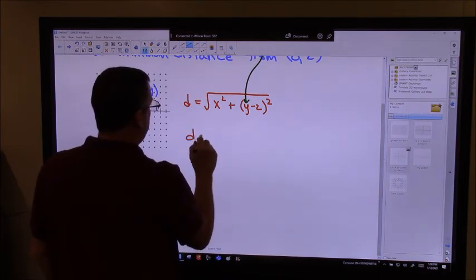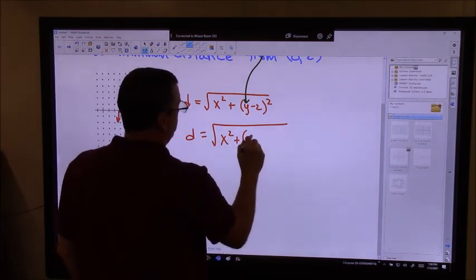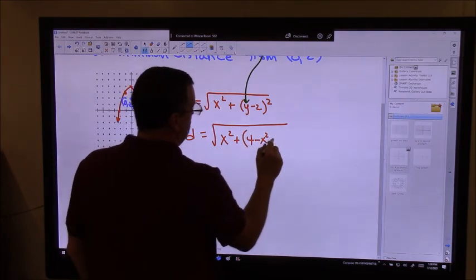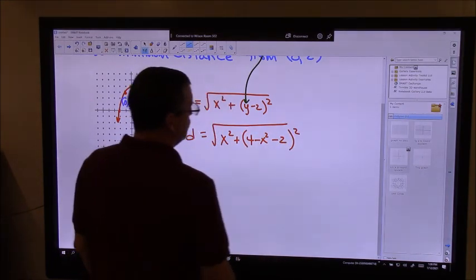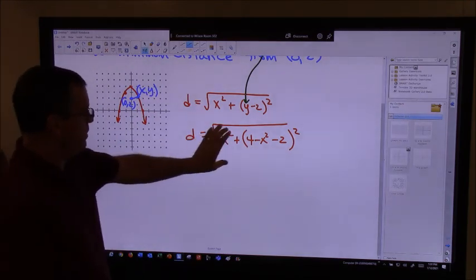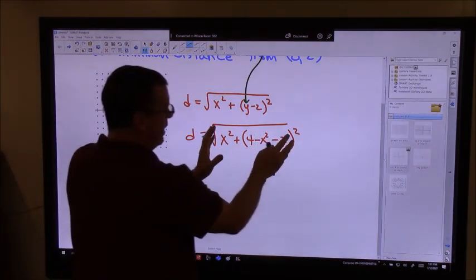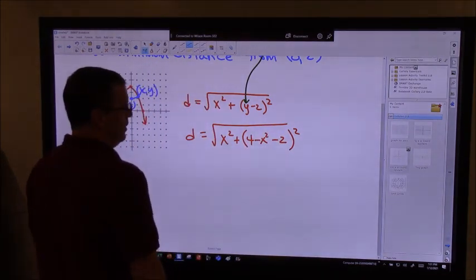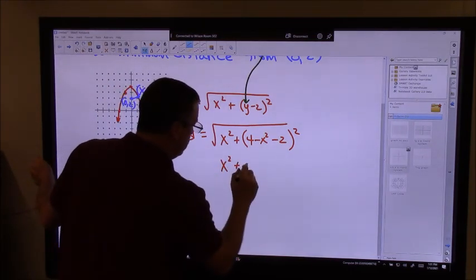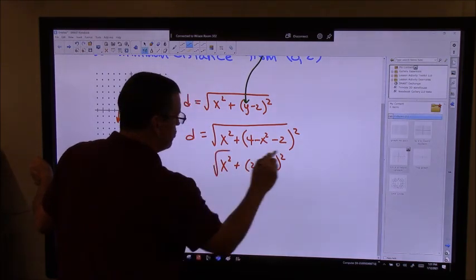All right, so let's see, I've got d equals the square root of x squared plus, I'm going to put 4 minus x squared in there for y, minus 2, and I still have to square that. Okay, now remember the square root of this is not just x and one of these. Doesn't work that way. Right? We got to multiply all this stuff out, add up my like terms, and so on.